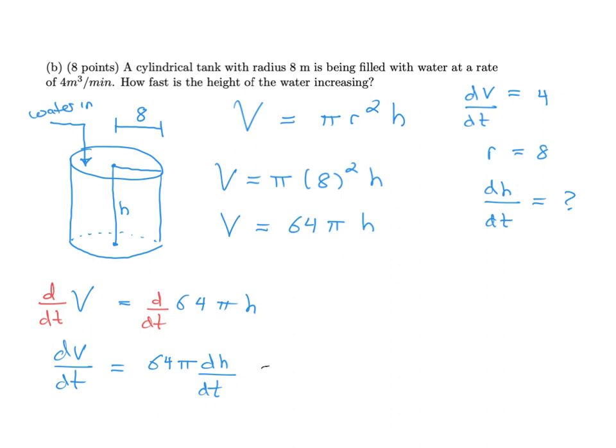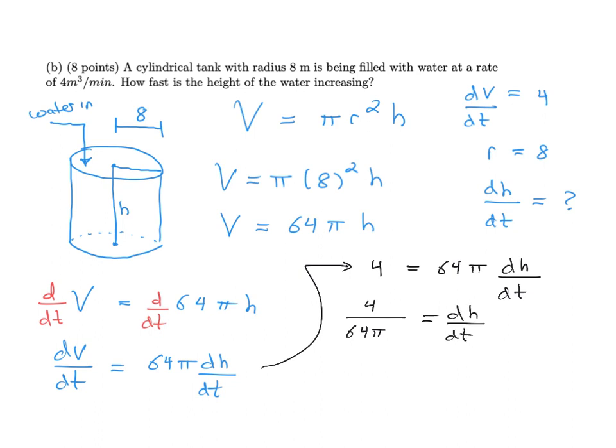I will do that work over here. I'll put 4 in place of dV/dt. This is equal to 64 pi times dh/dt. To get dh/dt by itself, I'll divide both sides by 64 pi. And I can simplify this. dh/dt is equal to, okay, if I cancel a factor of 4, I believe that's 16. So I get 1 over 16 pi, and the units on this would have to be meters per minute.